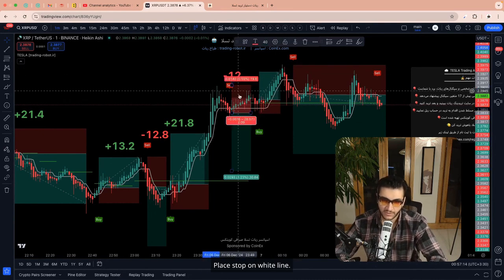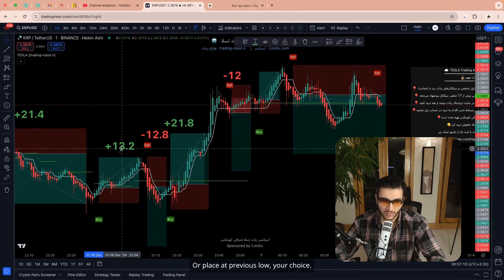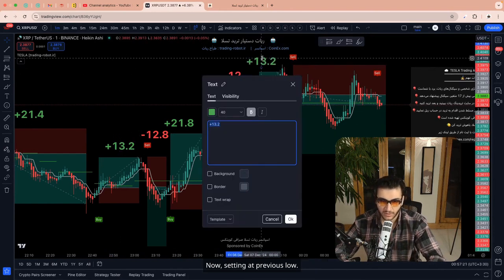Here, a buy signal. Let's take it. Place the stop on the white line, due to the significant distance. Or place it at the previous low. Your choice. Now setting it at the previous low.